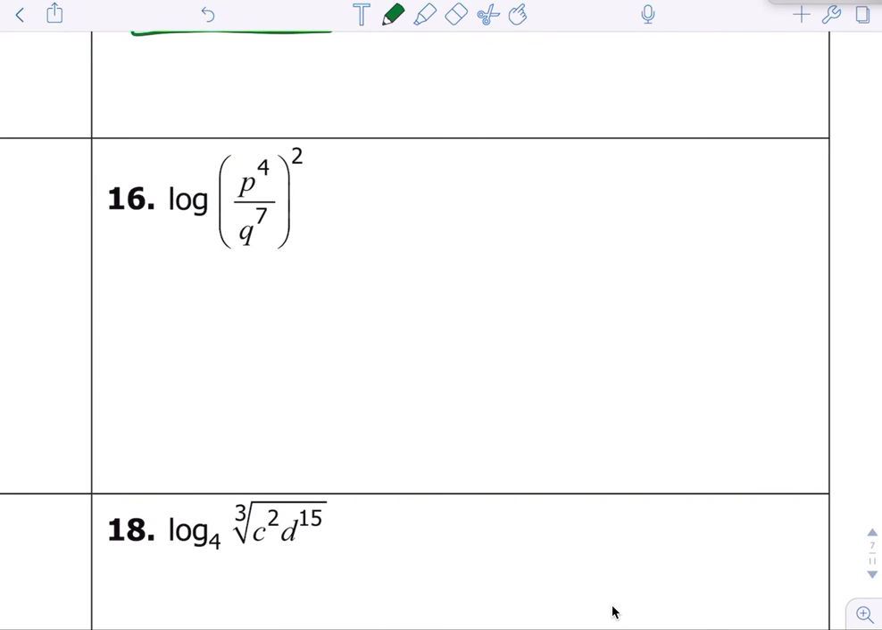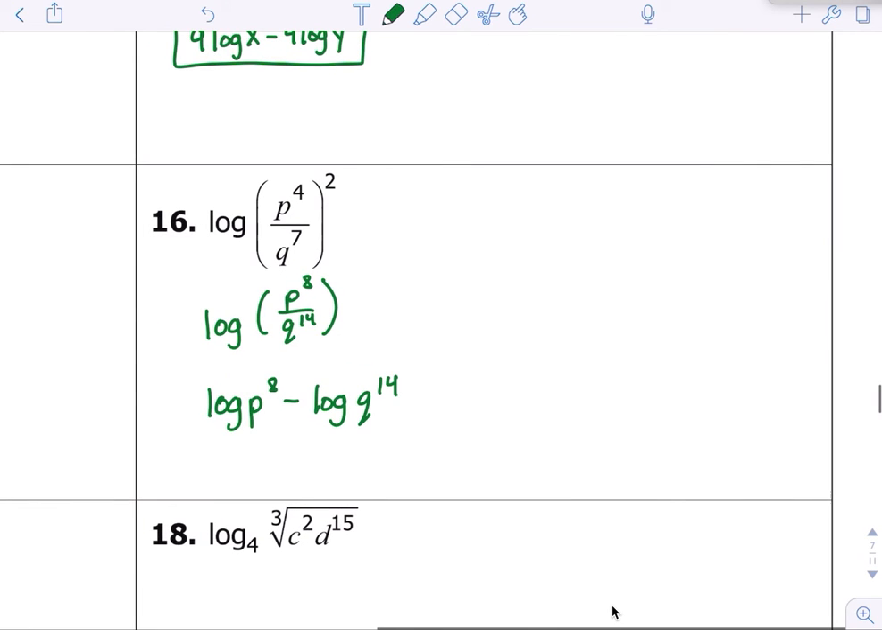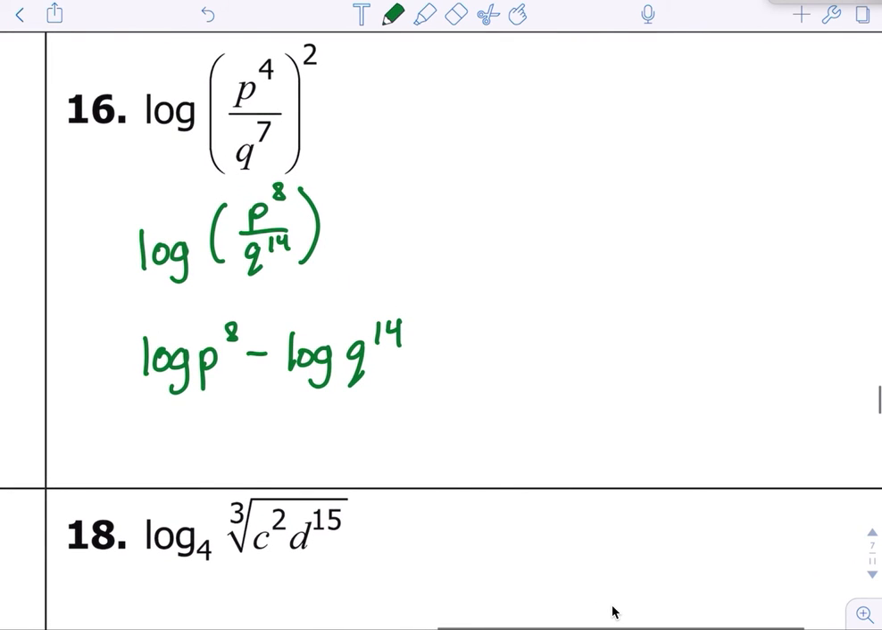Let's distribute the second power to both. So log of p to the 8 over q to the 14th. And now we have quotient rule because there's division in the argument. So log of p to the 8 minus log of q to the 14th. Now let's use power rule and bring both of the powers to the front of the log. So 8 log of p minus 14 log of q.